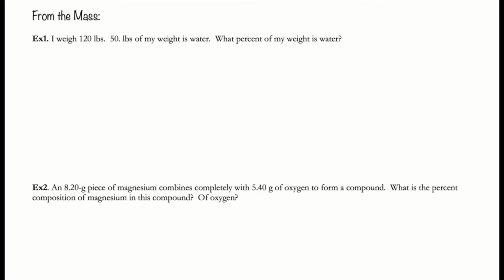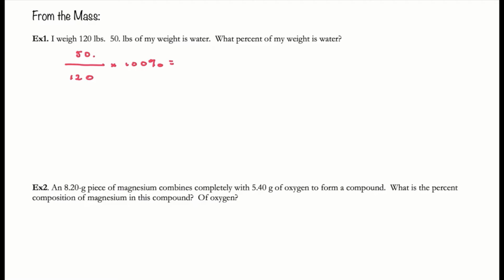In this problem, it says I weigh 120 pounds, let's say. 50 pounds of my weight is water. What percent of my weight is water? Well, to determine the percent composition of me that is water, I'm going to take the weight that is water, which is 50, which is what I'm concerned about, and I'm going to divide it by the total, 120. I multiply by 100%, and that will tell me what percent of my body is actually just water.